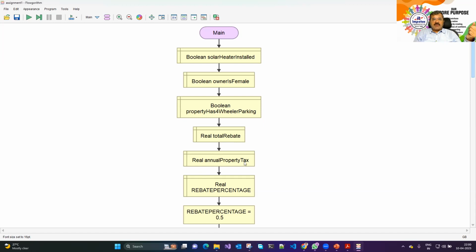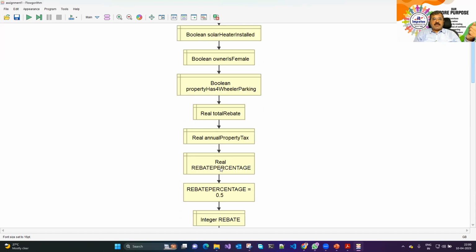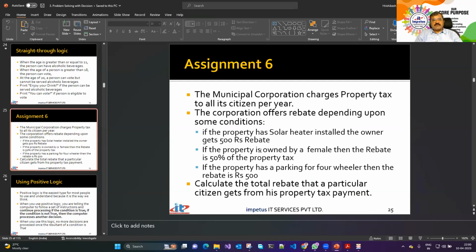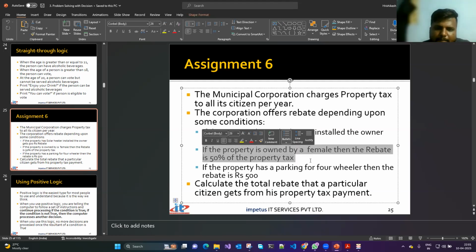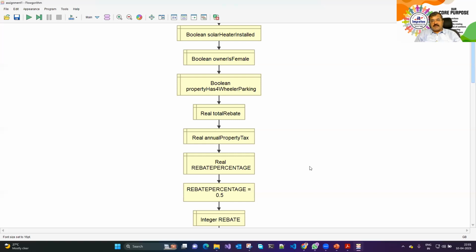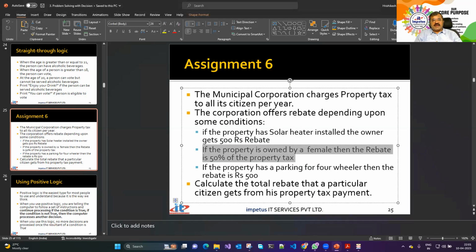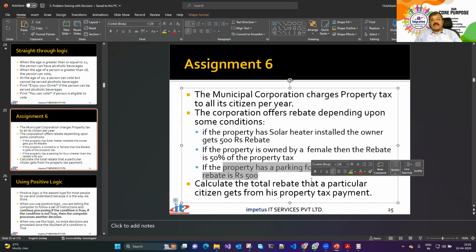Rebate, then annual property tax. Rebate percentage, and that's 50%. Now you are seeing rebate percent as 50%. Let's look at the problem statement once again. Where is the rebate percent given as 50%? If the property is owned by a female, then there is a rebate percentage. So the rebate percentage is only for a female owner. Then you have taken one variable called rebate, whose value is 500. Now, is that rebate for solar heater or is that rebate for parking?